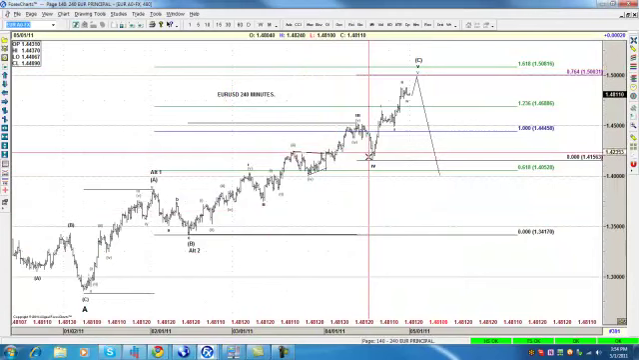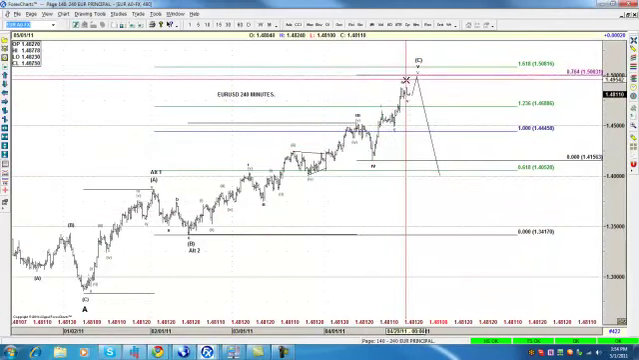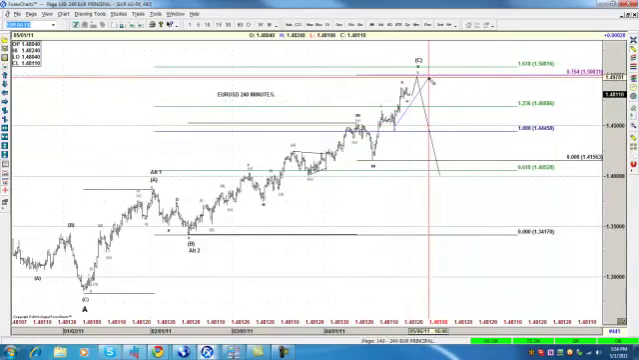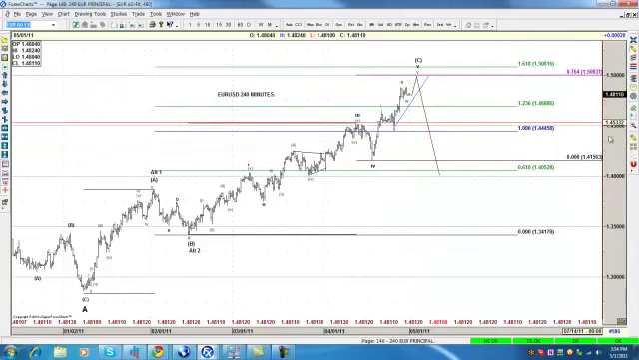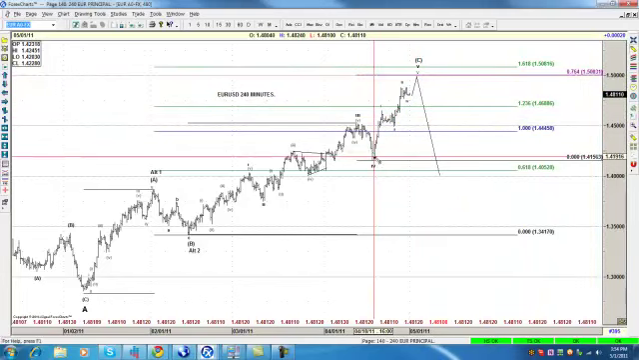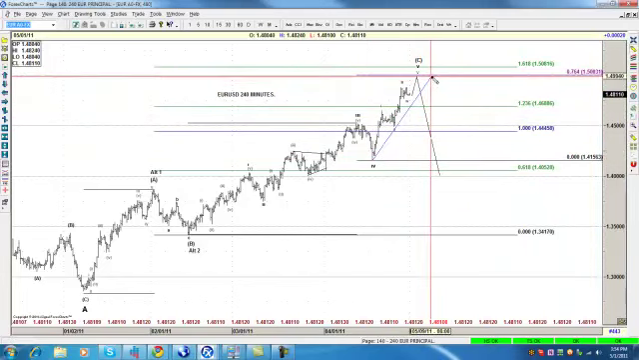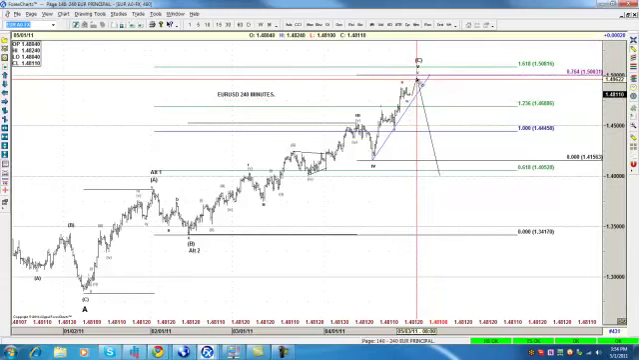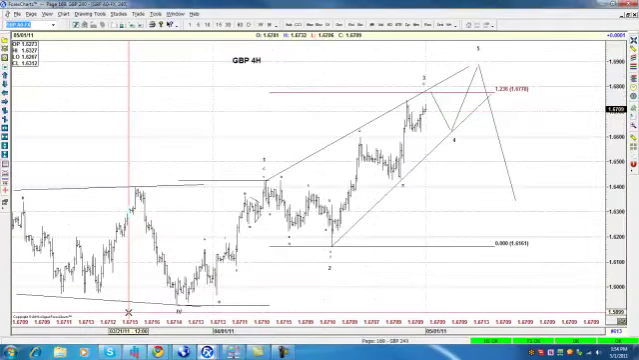Now right here we see 1, 2, 3, 4, 5 that can be taken as a wave of the diagonal. If we take a diagonal from here, it should trade today around 147.50 before the final move out. Alright, now let's move on to more pairs.